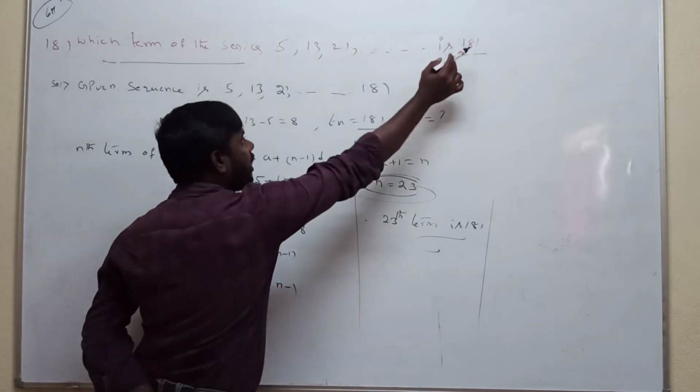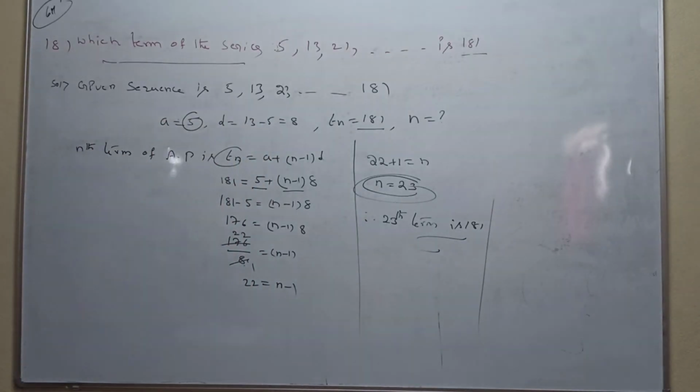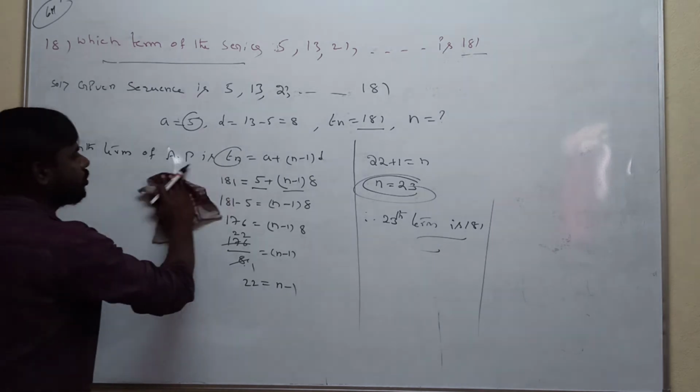So the 20th term value is 191, and the 23rd term value is 181. Is it clear? Do you understand? Next question. These questions are very important.